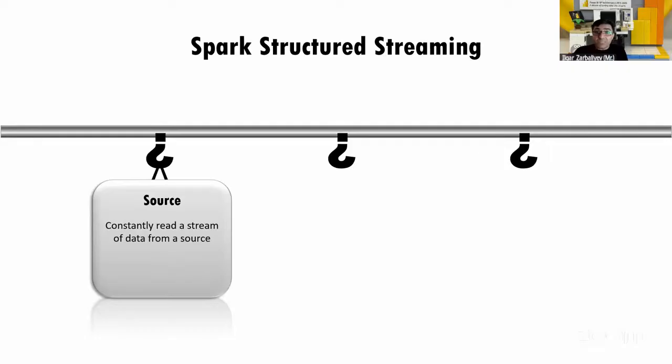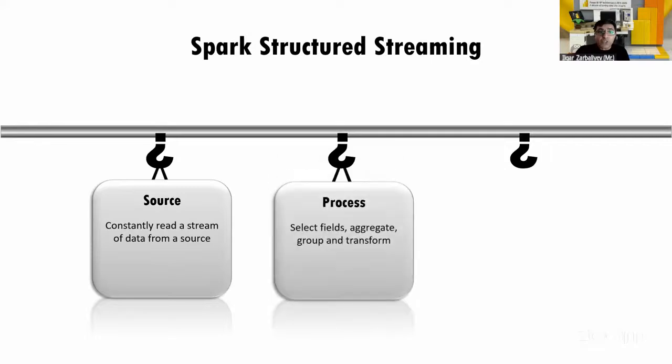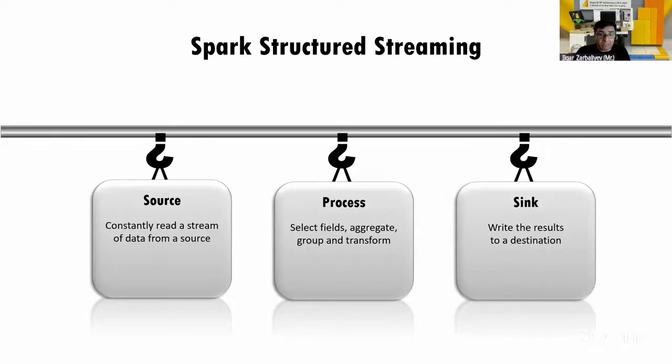A typical stream processing solution involves three stages shown here. First, constantly reading a stream of data from a source. Second, optionally processing that data, selecting specific fields, aggregating and grouping values, or otherwise manipulating it. And third, writing the results to a sink. Spark supports this through Spark Structured Streaming, an API based on the idea of a boundless data frame, a data frame that never ends, into which streaming data is captured for processing.